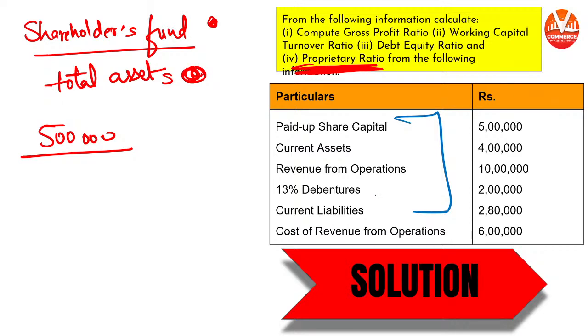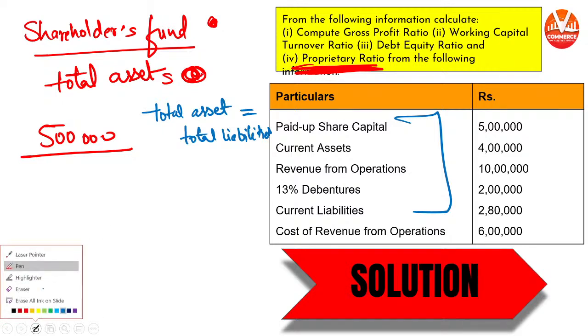So now what we will do, we will find out total liability. If you cannot find out total assets, then try to find out total liability, because total assets are equal to total liability. So if total assets are not given in the question, then find out total liability, because total assets are equal to total liability.